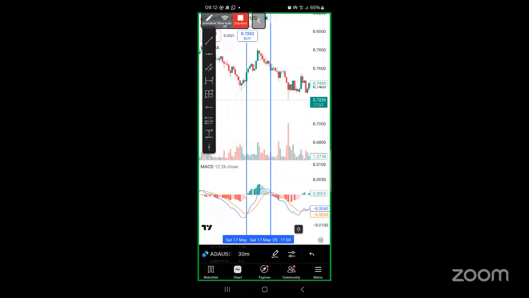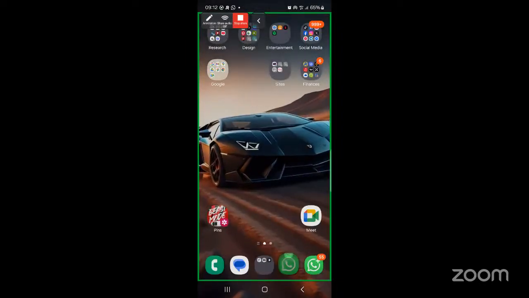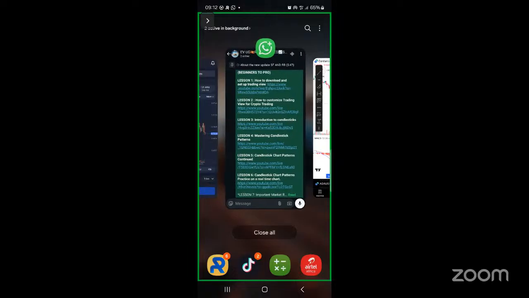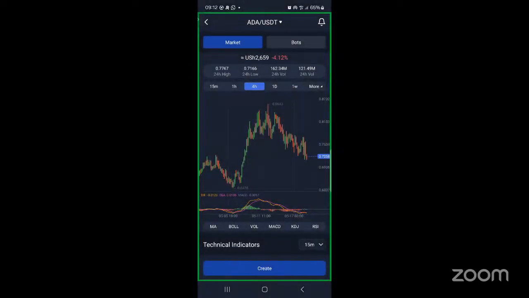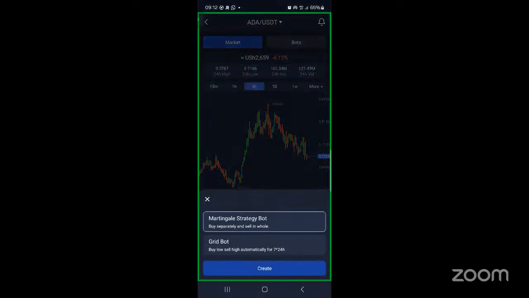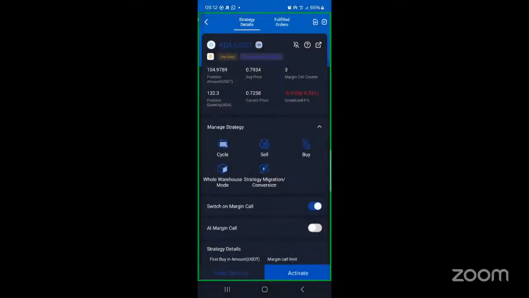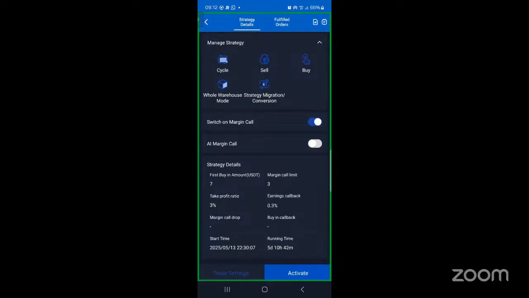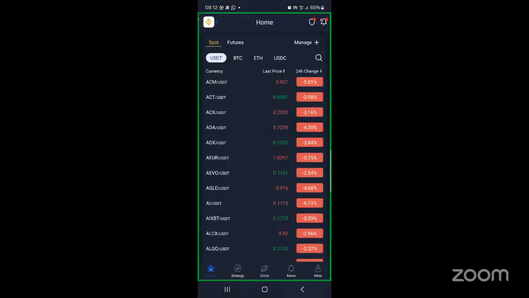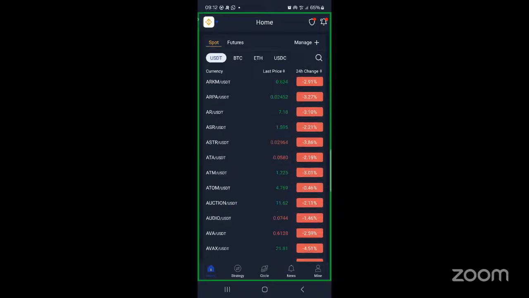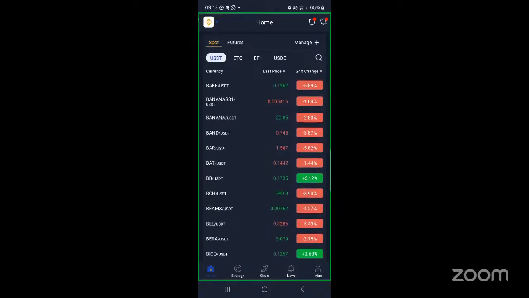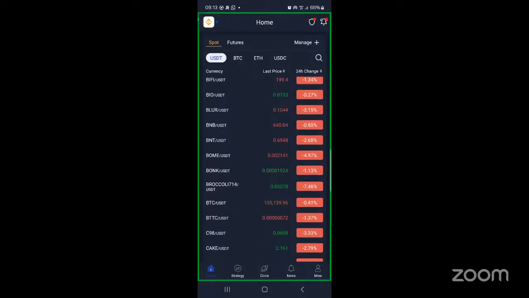Now, how do we apply it in our Royalq trades? When you choose a trade, we are on our order here. When you tap on create, down, martingale strategy, create again. Listen to me. This doesn't contradict what I shared with you. Just pay attention. In our MACD, okay, let's use a different coin. Let me see this BONK.